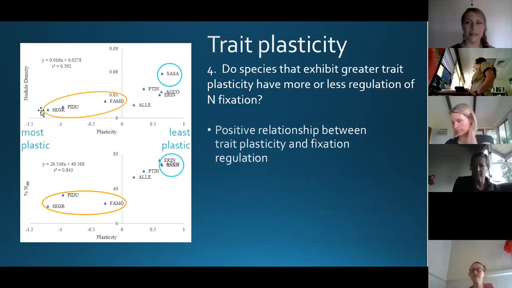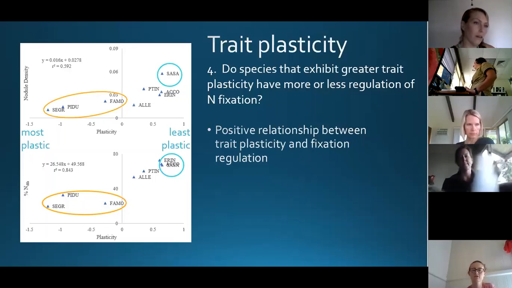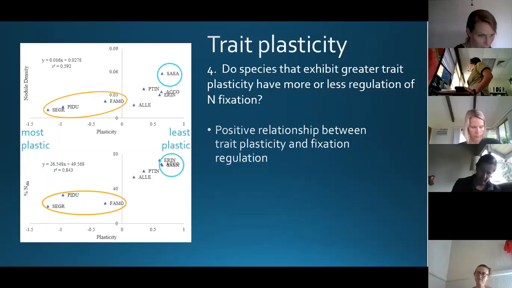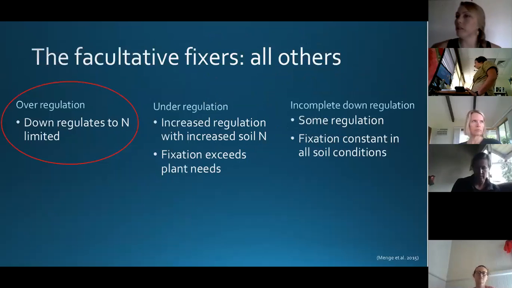I have another question. Were the 3 levels of regulators, were those distinctions that were already known in the other literature or the other people you worked with, or is that a distinction that you kind of discovered through your testing? No, I did not discover that. So actually, the paper that I used to model my study after, let me try to find that slide real quick. This one, you mean the overregulation, underregulation, and incomplete downregulation? Is that what you're talking about? Yeah.